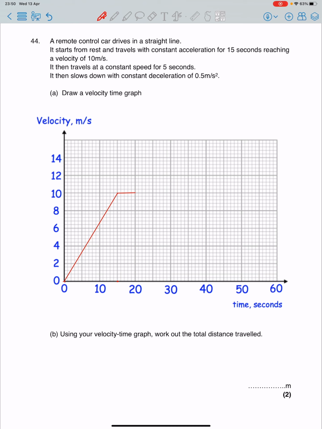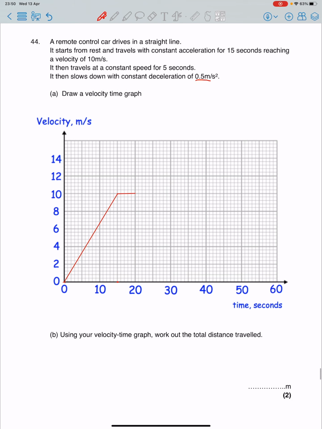So another way we can do this is, okay, we want it to decrease by 10 meters per second, but we know that it goes down by 0.5 every second. So it's going to take 20 seconds to go down by 10 meters per second. So we go from here down to here. So that there has a gradient of minus 0.5. So the idea is it's taken 20 seconds to go down by 10 meters per second.